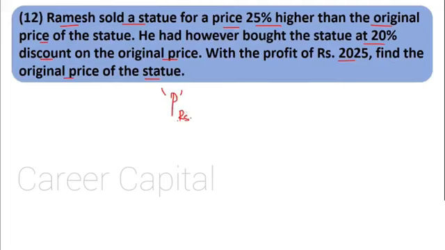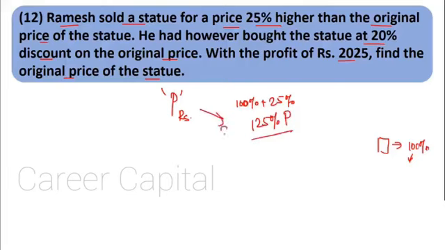Let us assume that the original price of the statue is P rupees. Now Ramesh sold the statue for a price 25% higher than the original price. Whenever there is an object, the entire price of the object is always taken as 100%, right? When we discount something, we remove a percentage from this. When we get a profit, we add a percentage to this. So this statue was sold for a price which is 25% higher than the original price. That means the price now becomes 100% plus 25%, that is 125% of P. Also, this is the selling price, right?